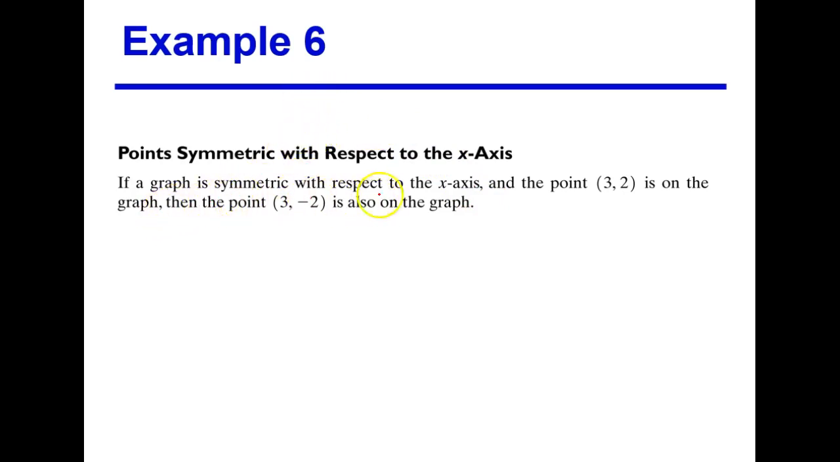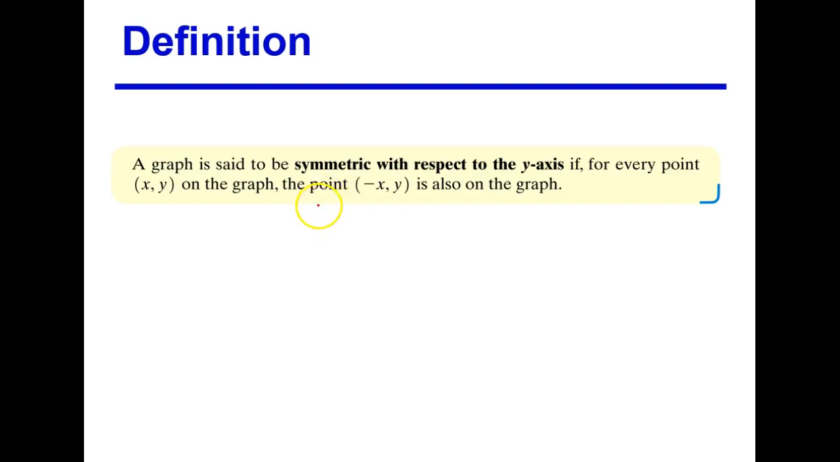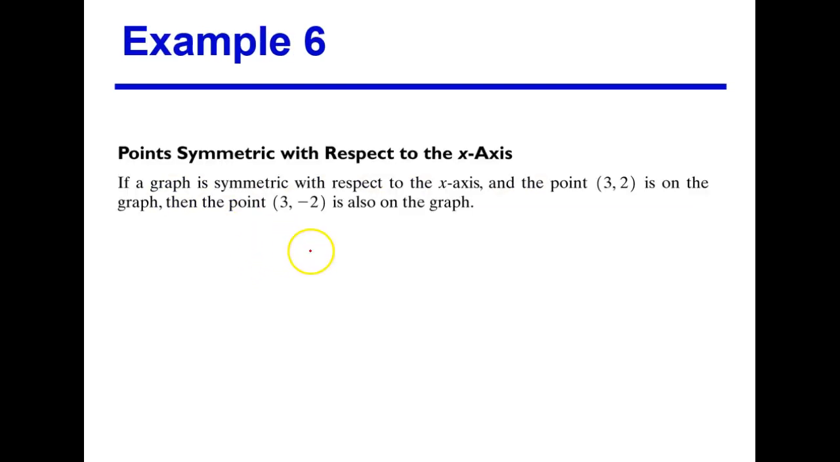So example number 6, let's look at these points. If a graph is symmetric with respect to the x-axis and the point (3, 2) is on the graph, then the point (3, -2) is also on the graph. So that's just showing and telling us exactly what we were just looking at. Now I could also graph that if I needed to, and just see what we're looking at.